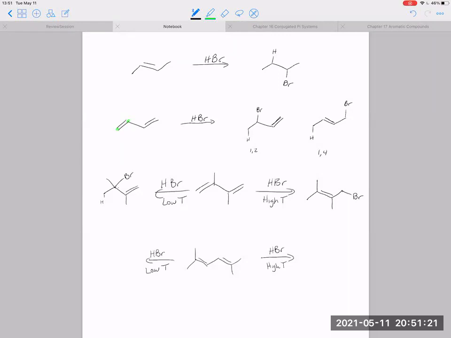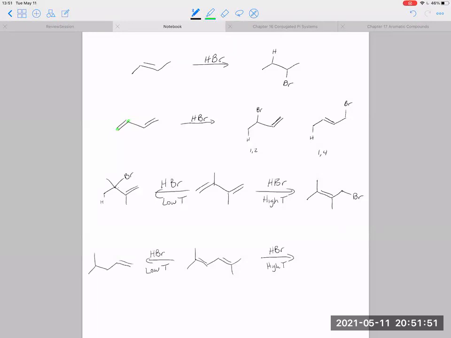Again, what's going to be my low temperature product? Always 1-2. So I have a question about this one. Wasn't the bromine, no, never mind. Why wouldn't it form on the more highly substituted? I was thinking that the bromine would add on to the end like that.